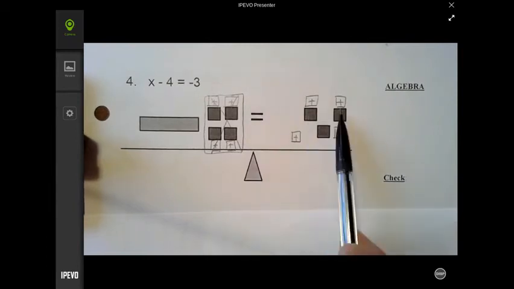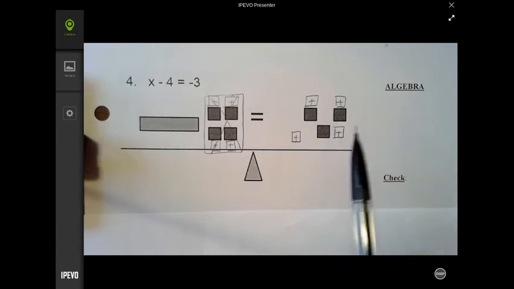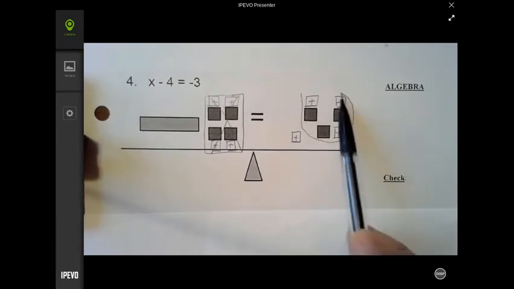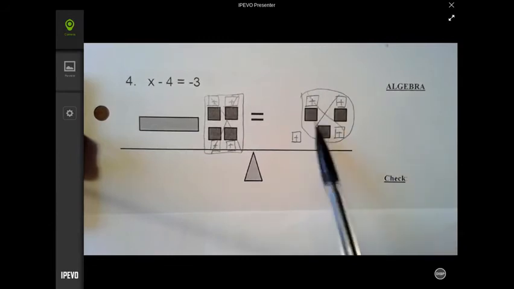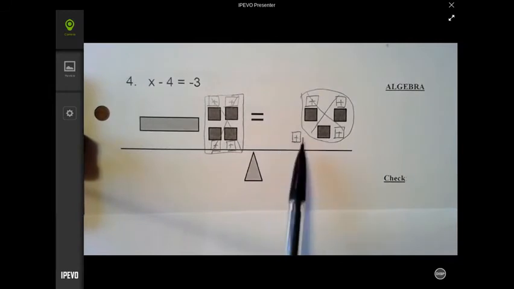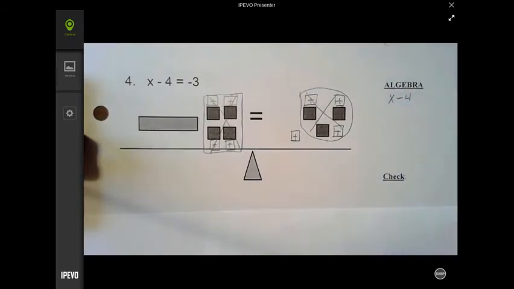And I actually have 3 0 pairs here on the right side. Here's 1, 2, and a 3rd 0 pair. I can take away all of the 0 pairs on both sides. So those are gone. And now our variable's alone, and it equals this one little square that's left over. Okay, so let's do this algebraically. The equation said x minus 4 equals -3. Okay, x minus 4 equals -3.